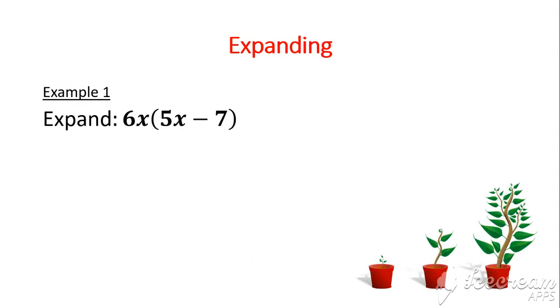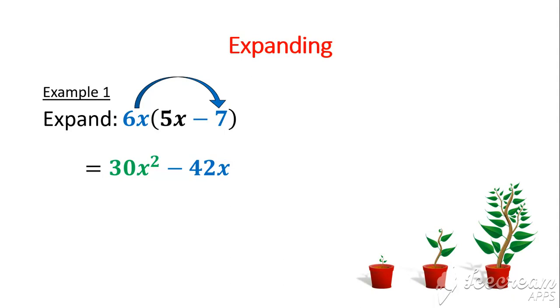All right, let's get into it. Example 1, expand 6x multiplied by 5x take away 7. So we're going to multiply everything out the front, 6x times 5x. That 6 times 5 is 30. And x times x is x squared, so we get 30x squared.